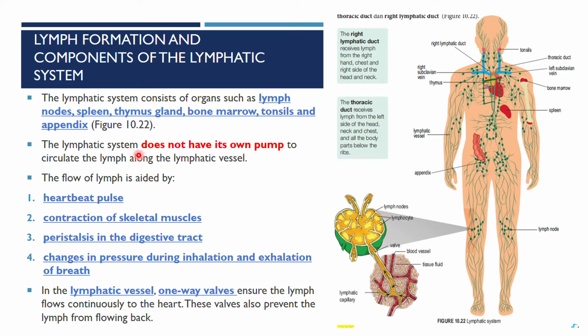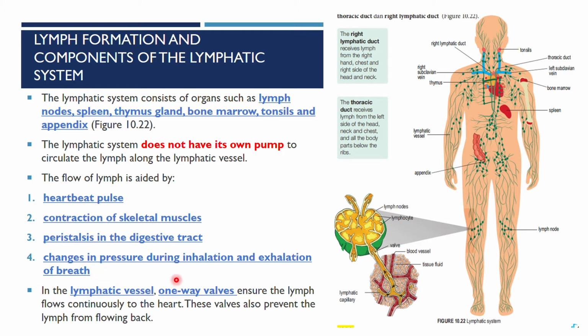The lymphatic system does not have its own pump to circulate the lymph along the lymphatic vessels. It is different from the blood circulatory system because the blood circulatory system has got the heart as the pump. Therefore the flow of the lymph is aided by the following: the heartbeat pulse, contraction of the skeletal muscles, peristalsis in the digestive tract, as well as changes in pressure during inhalation and exhalation of breath.